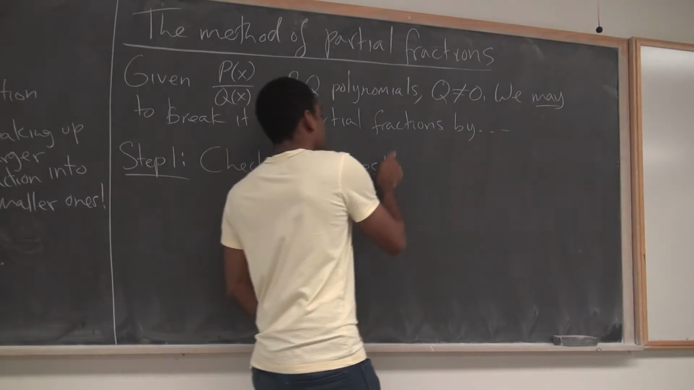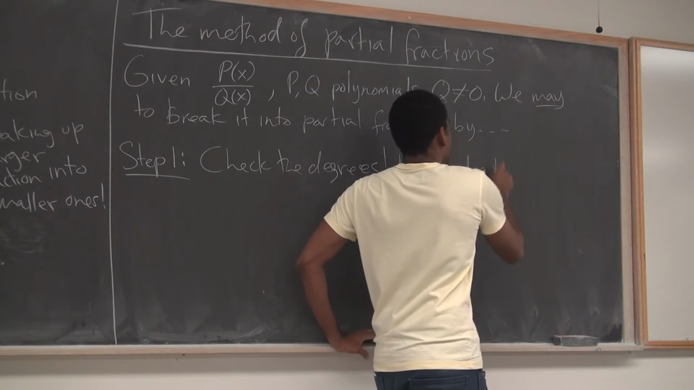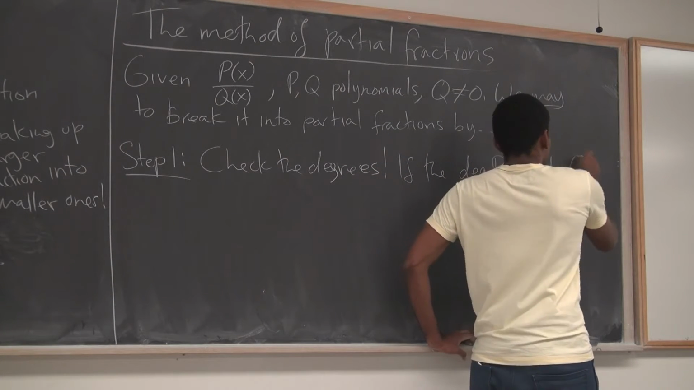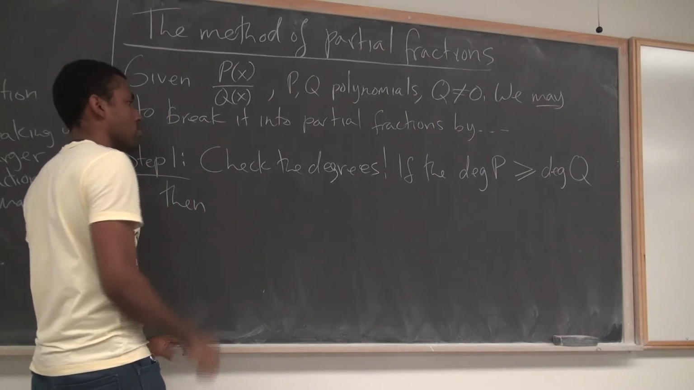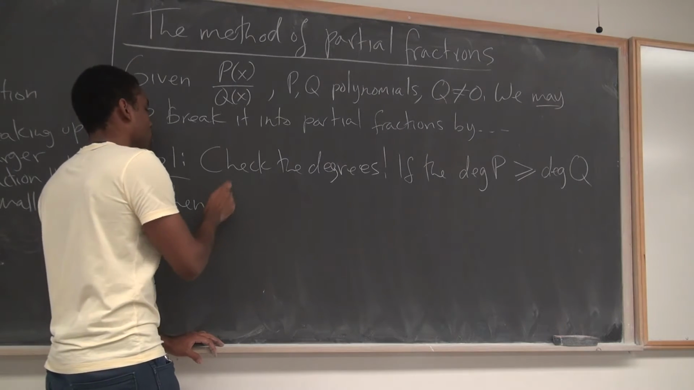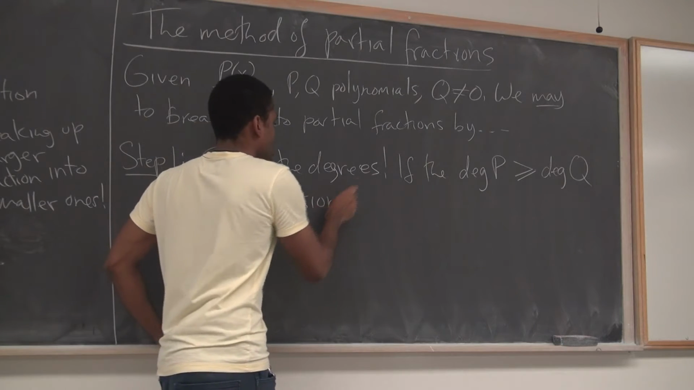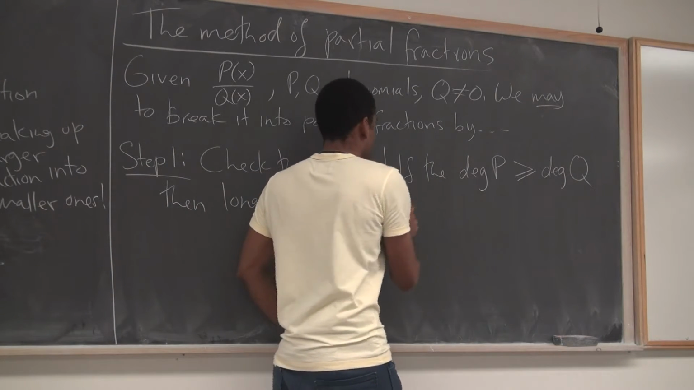Check the degrees. If the degree of p is greater than or equal to the degree of q, right? Then what do you do? Long division. Or one of the tricks I showed you, or algebraic manipulation.